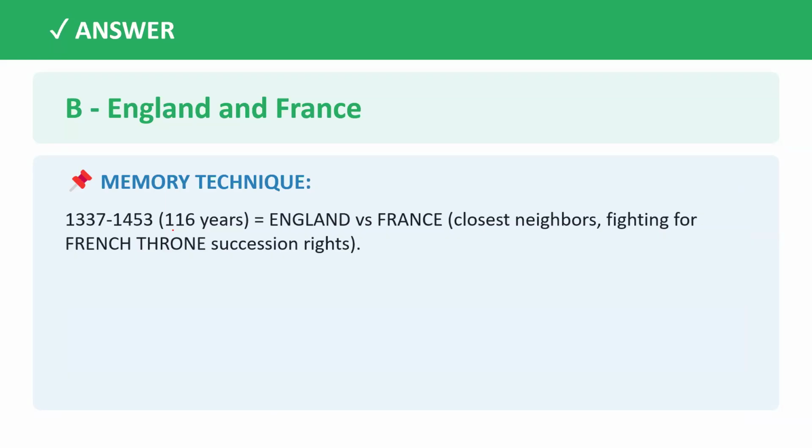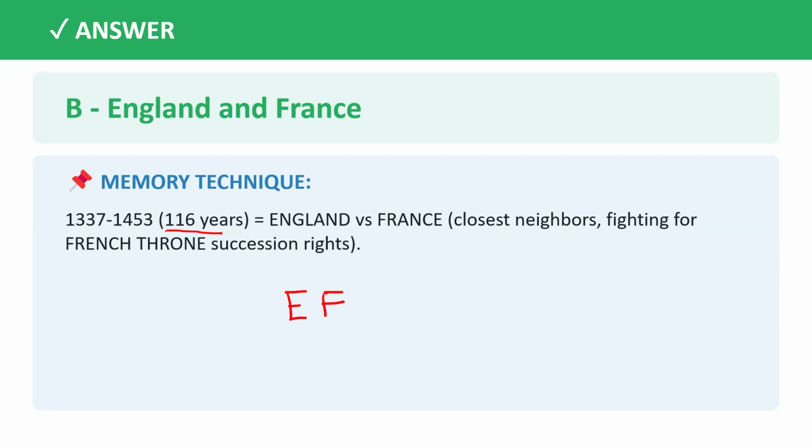This was a 116-year war, and England and France are neighbors, and also in the English alphabet E and F come together. So it was a war between neighbors in a way. You can easily remember it was a war between the neighbors E and F, that is England and France, which took more than 100 years.